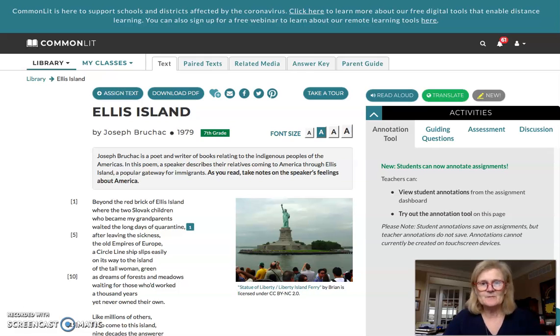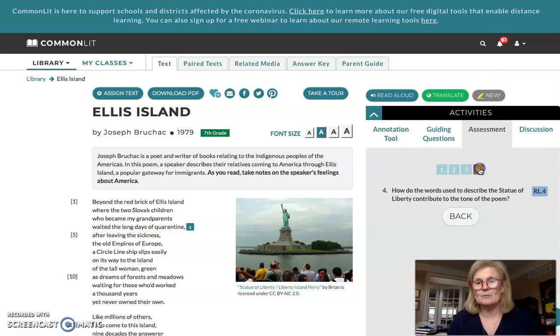Hi, everybody. Here I am again to go over Ellis Island. This is the second of the three readings from last week that you could possibly write on. Before we do anything, we've already read this poem. We've actually read it twice, because we read it as we did the guiding questions and as we did the assessment questions. And now it's our turn to read it for our writing prompt.